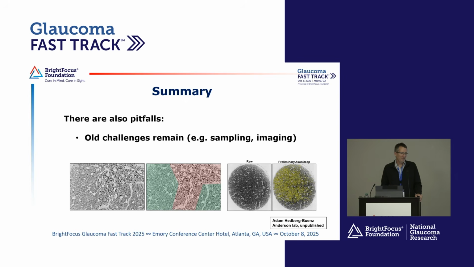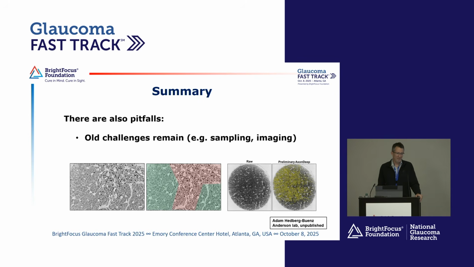One of the pitfalls is that some old challenges still remain. One is, where do you sample from? If you have to do sampling instead of whole nerve, if you send an undergraduate who's not been trained to do counting and take images for you, they'll come back with images of the optic nerve that have nothing but axons and are avoiding all the glia. Same thing, you still need to deal with that.